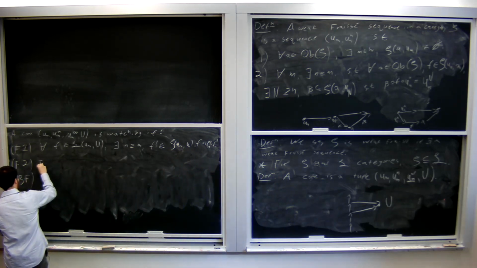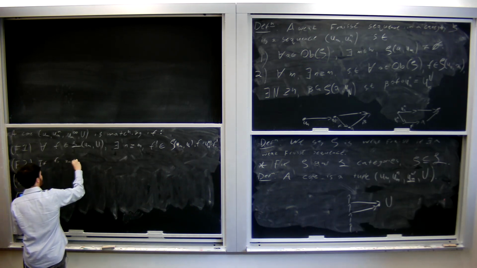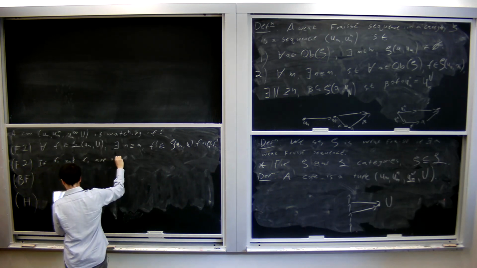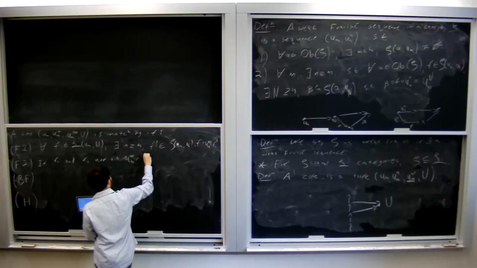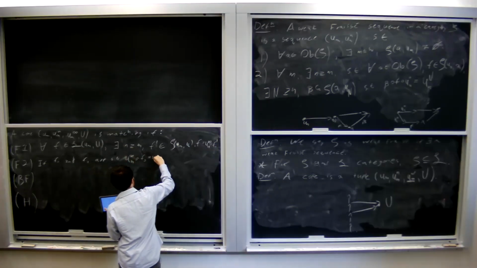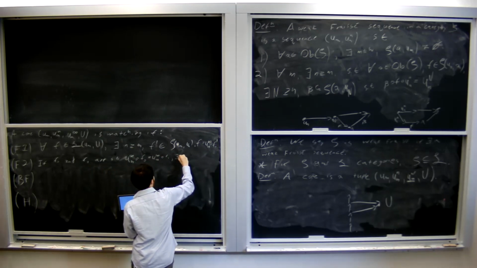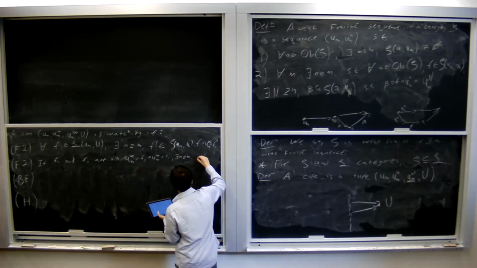Next, if F0 and F1 are such that these are equal, there exists an N large such that they're equal there.